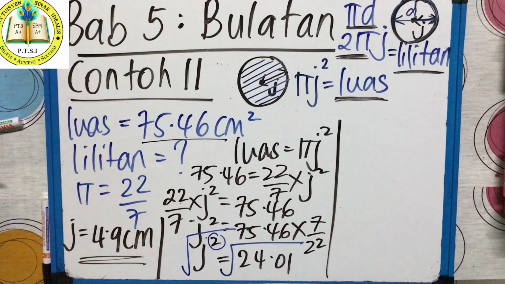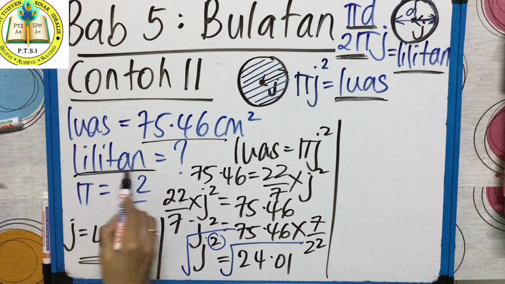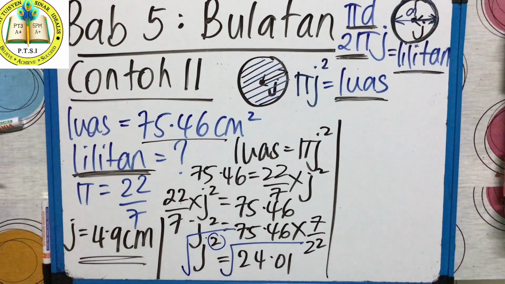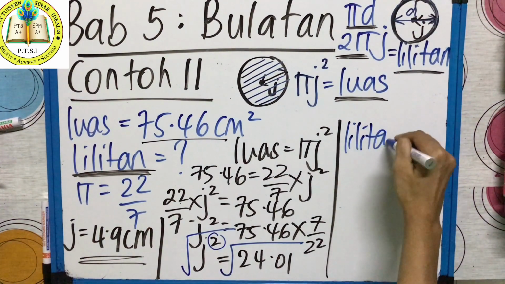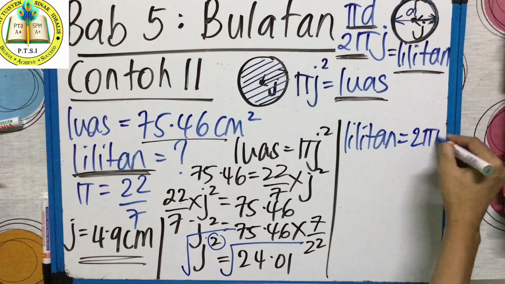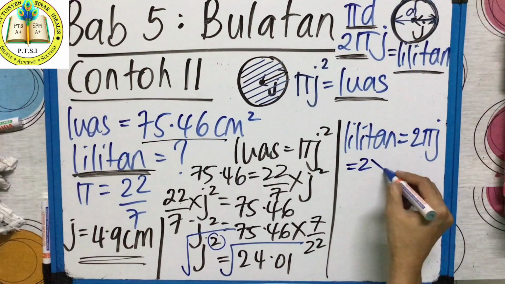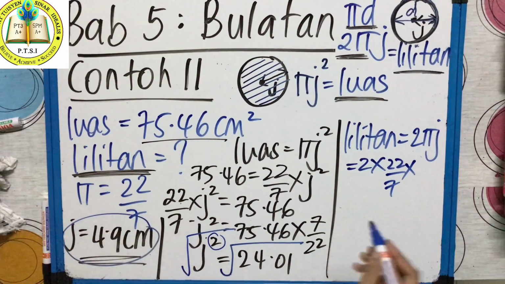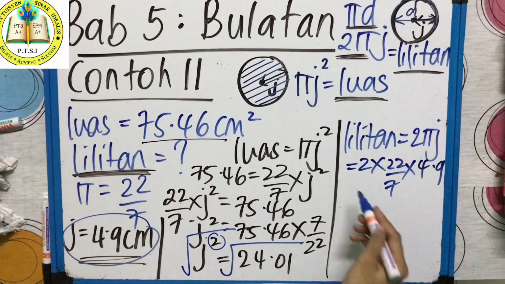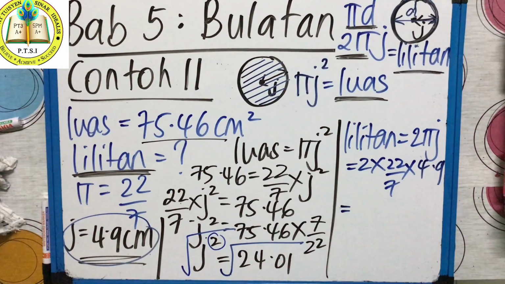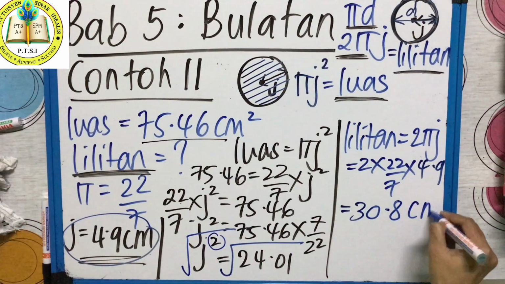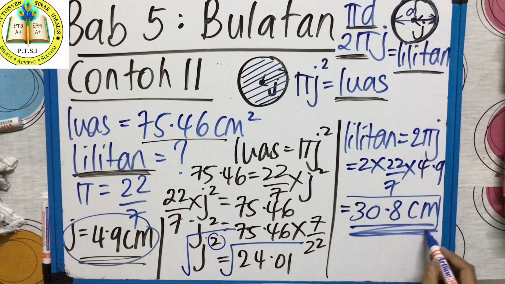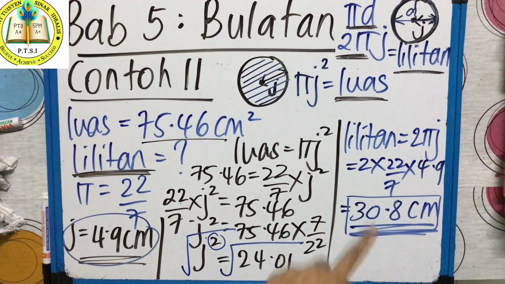Tapi itu bukan soalan. Soalan minta lilitan. But you already get one information here. Now you want to find lilitan. Guna formula lilitan. What is the formula for lilitan? Lilitan is equal to 2 pi j. Gantikan 2 times pi 22 over 7 times jejari kan tadi kamu sudah dapat 4.9. 2 pi j. So ganti dalam calculator 30.8 cm. This is your answer for lilitan.